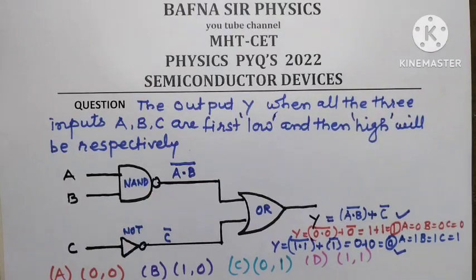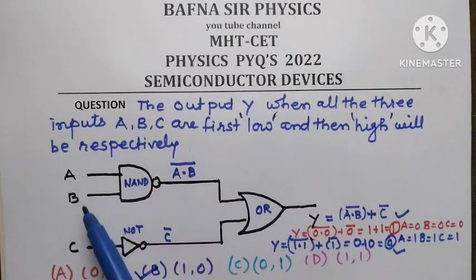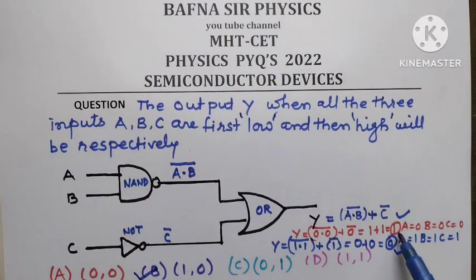So out of 4 options, option B is the correct option. When all the three inputs are 0, the corresponding output is 1. When all the three inputs are made high, then the corresponding output is what? 0.